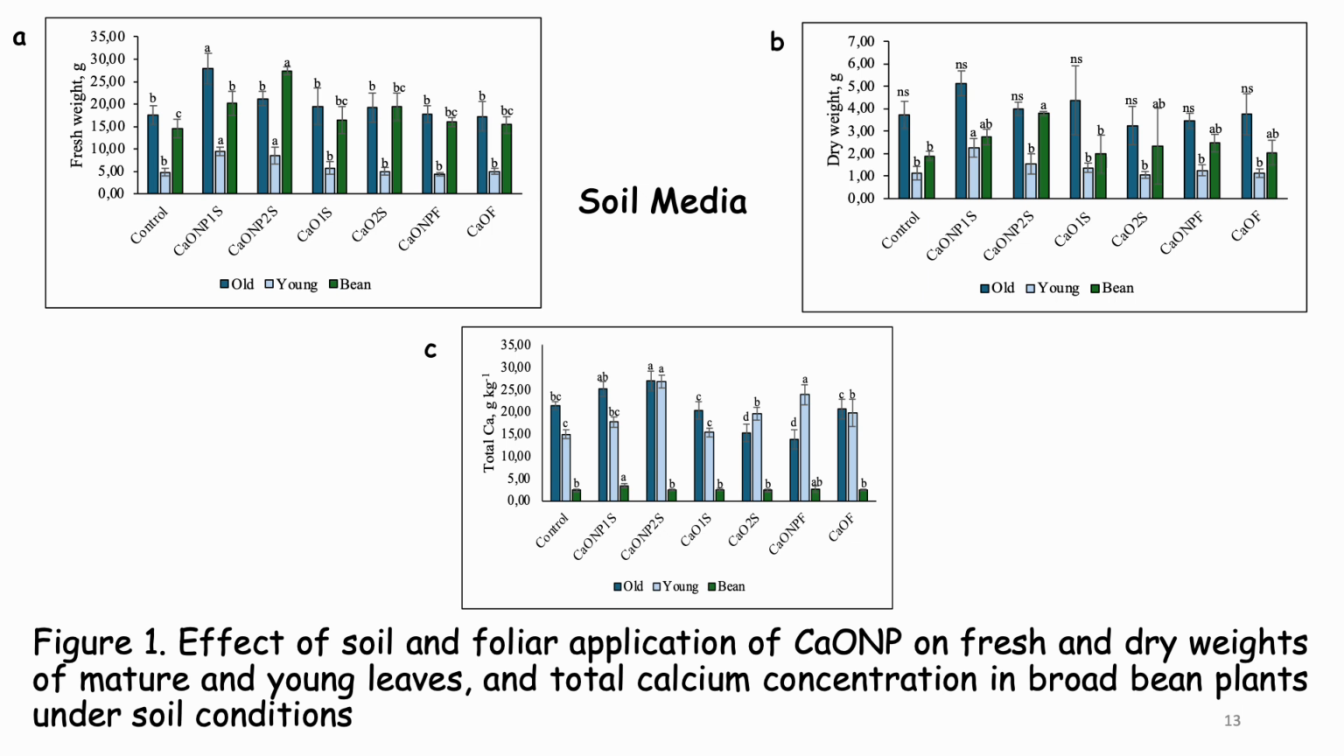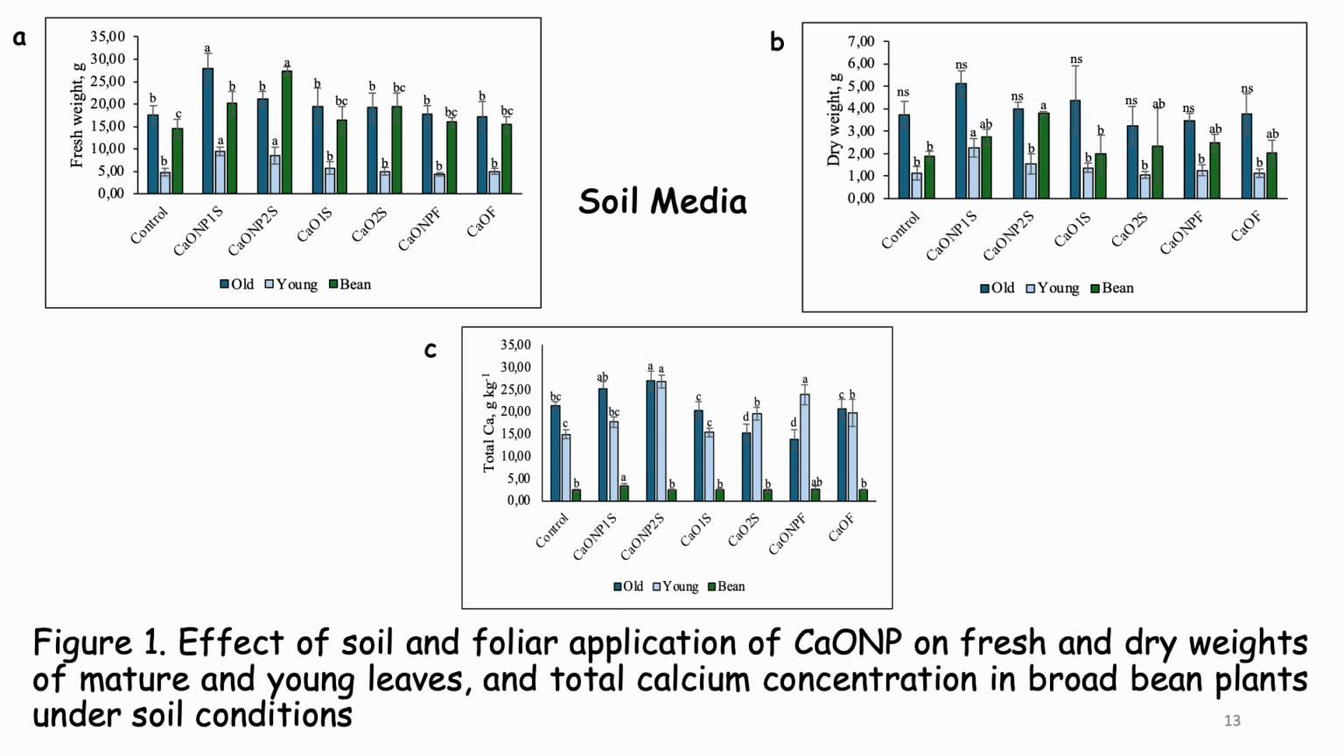Figure 1c shows the total calcium content in old leaves, young leaves, and bean. Calcium oxide nanoparticles second dose from soil treatment resulted in the highest calcium concentration in both old and young leaves. Calcium oxide nanoparticles first dose from soil also increased calcium uptake compared to the control. Foliar calcium oxide nanoparticles and calcium oxide showed moderate increases but were generally lower than soil applied nanocalcium oxide. Calcium in beans remained low in the treatment.